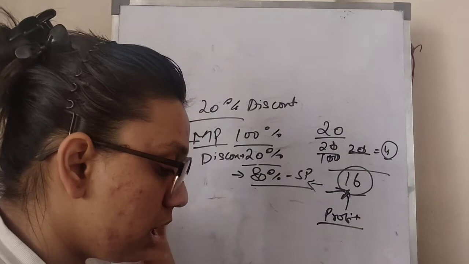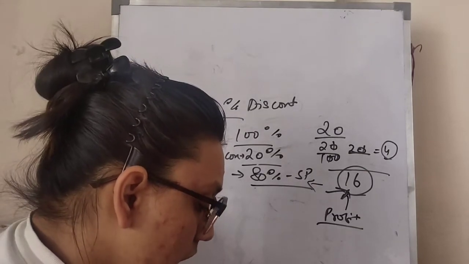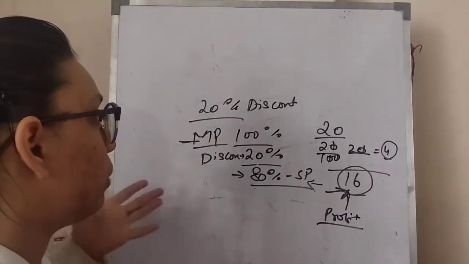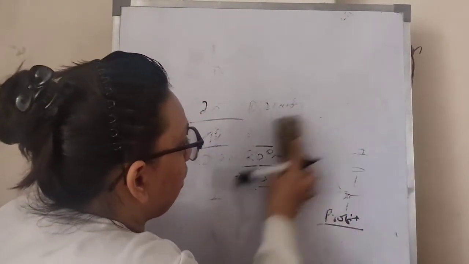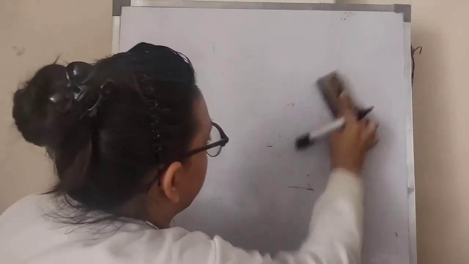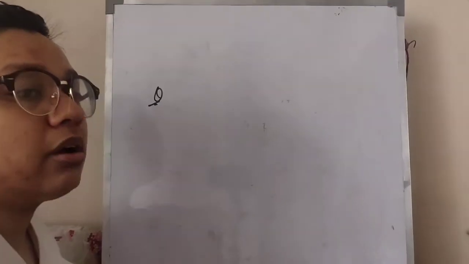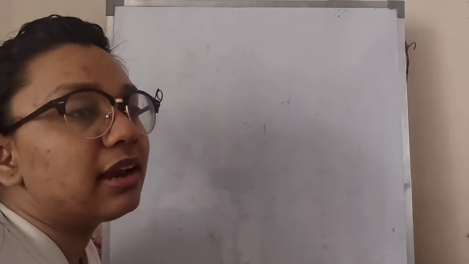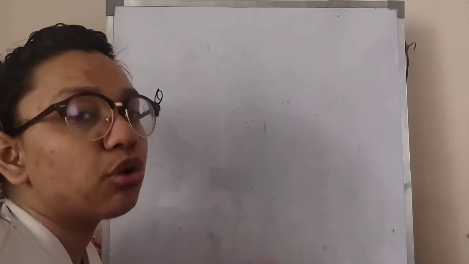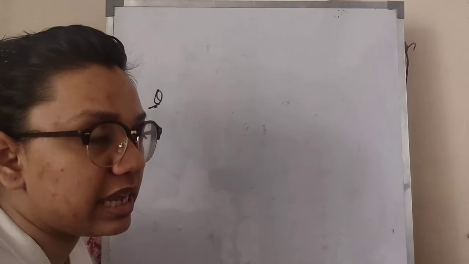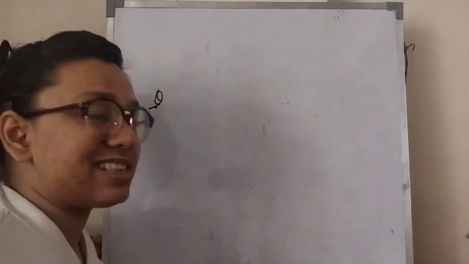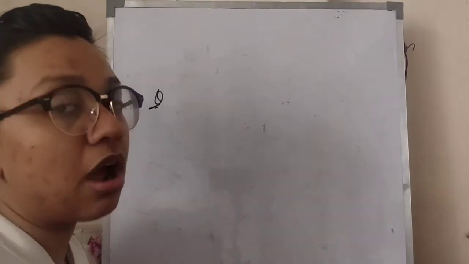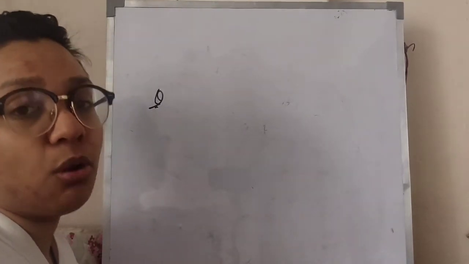Now if I'm saying that, for example, I'll go with a question and you will understand this better. Now we are going to start with a few questions, and I'll simultaneously tell you the shortcut tricks of how to calculate with these. Very first, I'm going to do a question with SP and CP in relation to each other, how to calculate with SP and CP when you are given losses and profits.